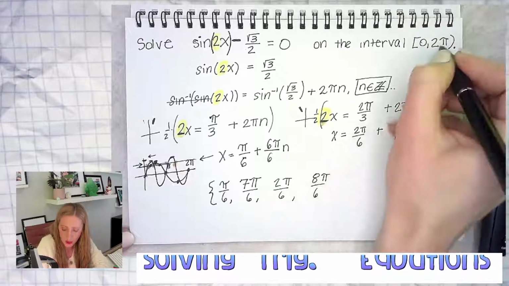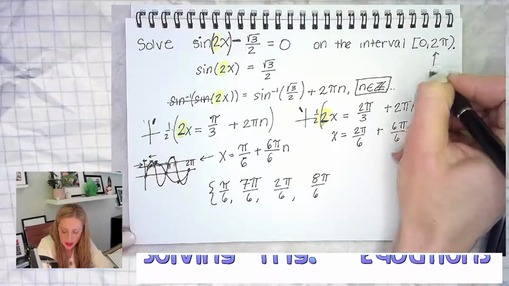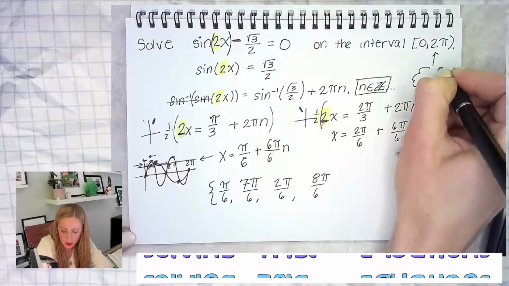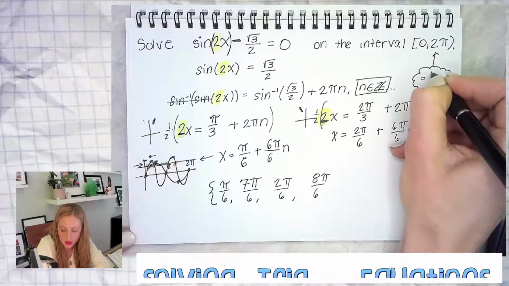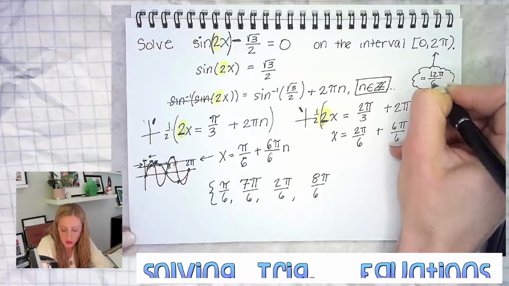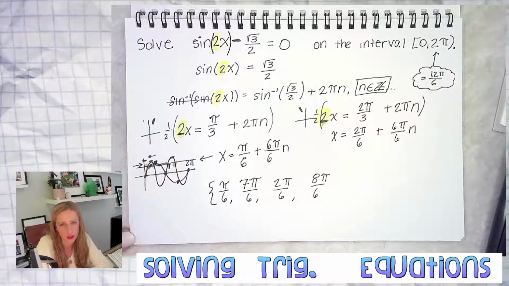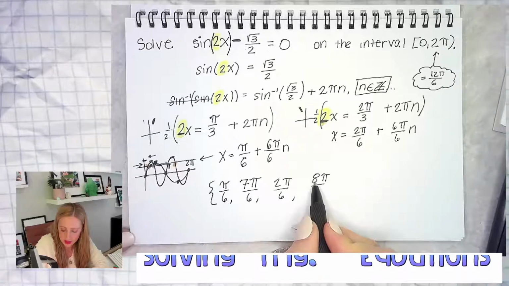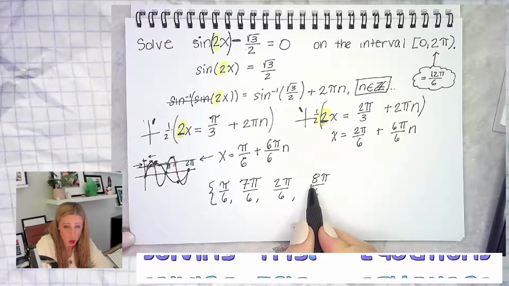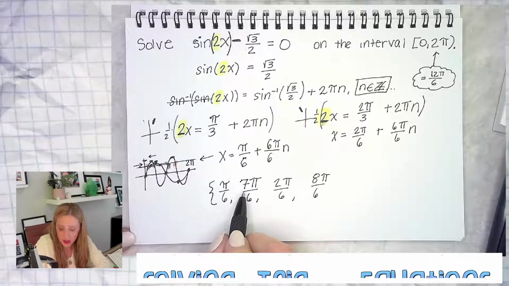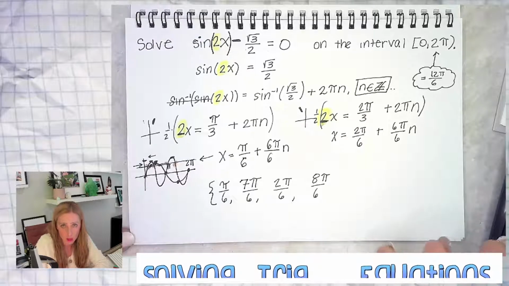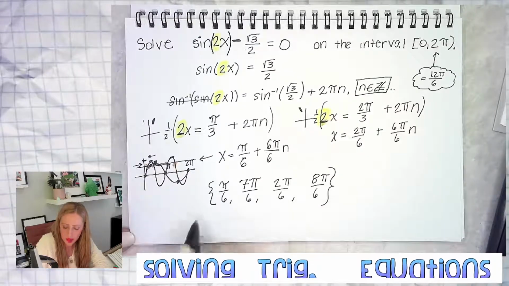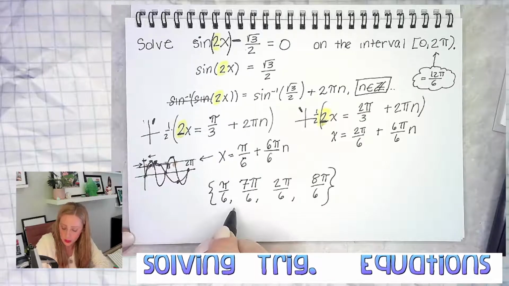Now remember, I want 0 to 2 pi. In your head, here's your thought bubble. You are thinking how 2 pi equals 12 pi over 6. So if you start adding and go over 12 pi over 6, you know you're done. So if I kept going, another 6 on here, I'd get 14 pi over 6, too big. If I added here, I'd get 13 pi over 6, too big. So I'm done. I have a finite number of answers between 0 and 2 pi.